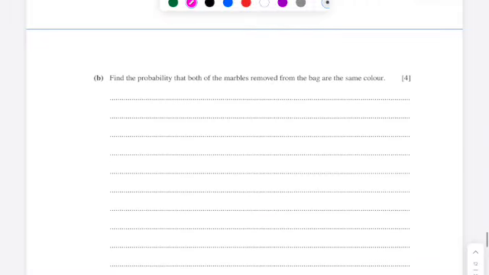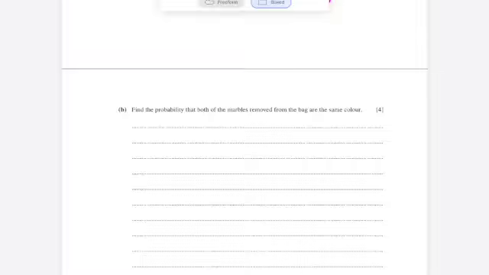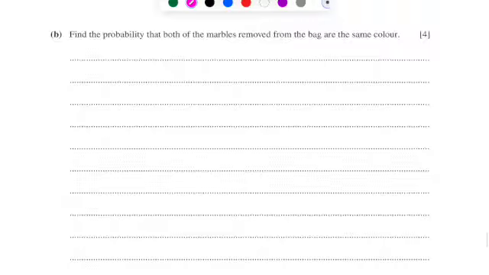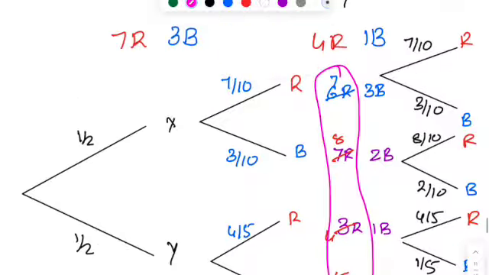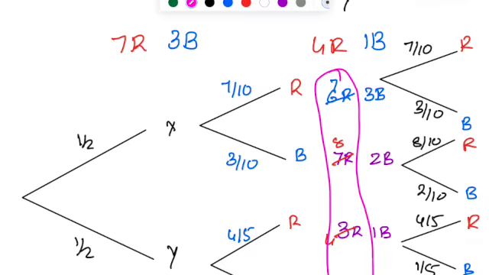Now coming to part B. Find the probability that both the marbles from the bag are of the same color. So we have to get both the same color, either blue and blue or red and red. For that, what should I do? See that case, red and red. How can I get red and red?